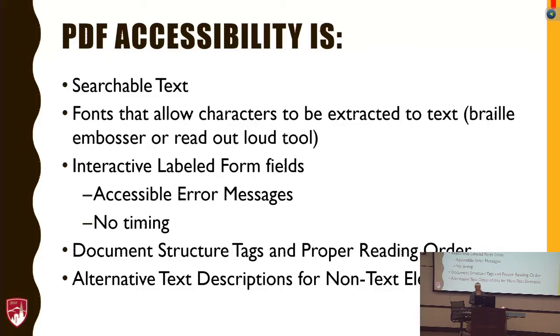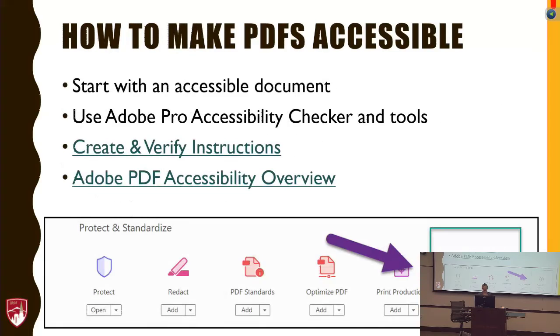Forms are one of the biggest inaccessible things on the internet and in documents. You need to have interactive labeled form fields if you're going to use a document like a PDF form. PDF has accessibility checkers. It'll tell you if your forms are accessible or not. Also, structure tags so that you can assure proper reading order, and alternative descriptions for non-text elements.